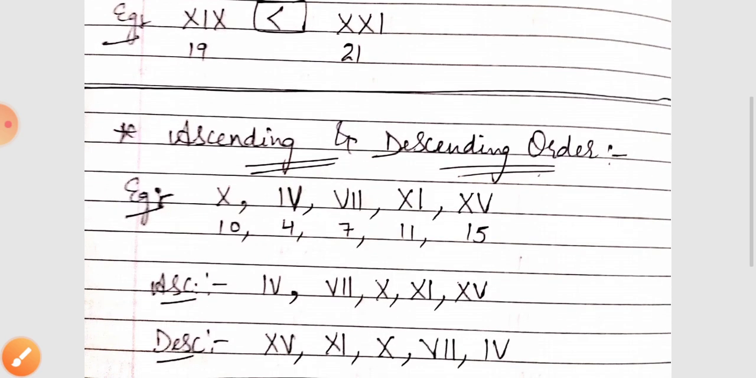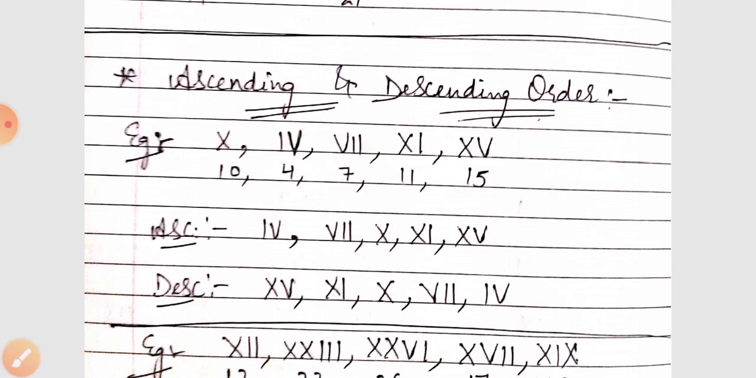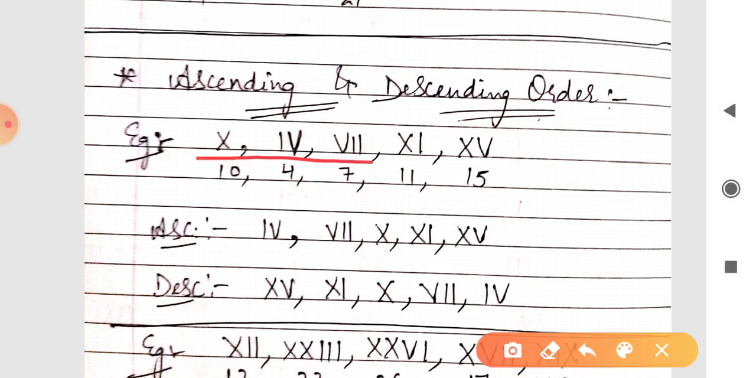Then next is ascending and descending order. You are given some Roman numerals XIV, XII, XI and XV. First of all, you will change them into Indo-Arabic numerals.